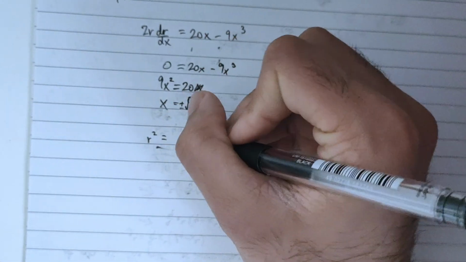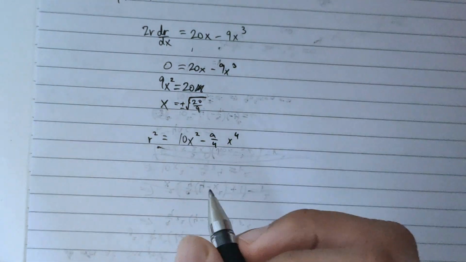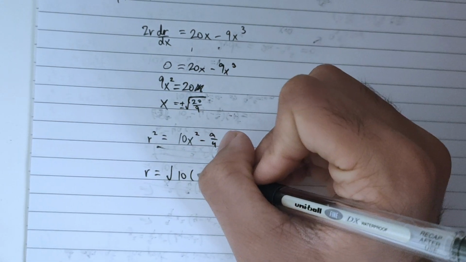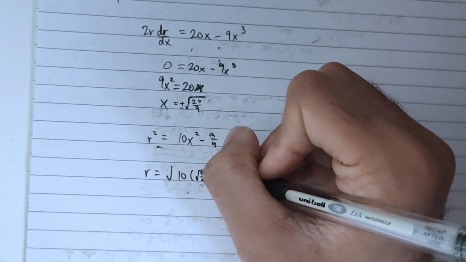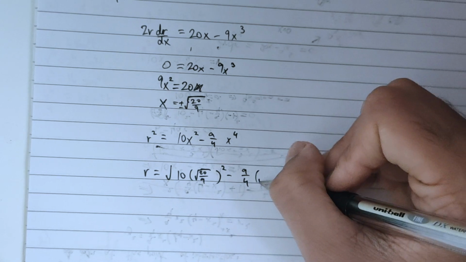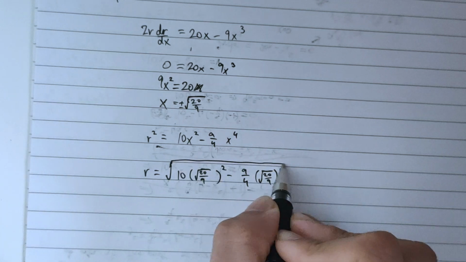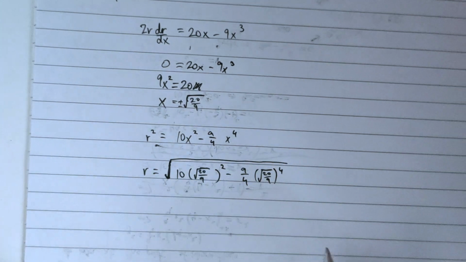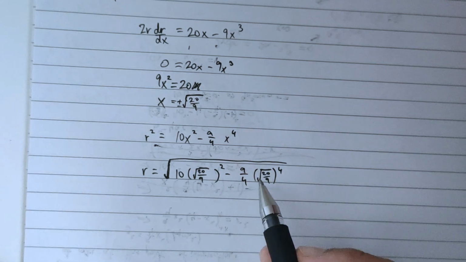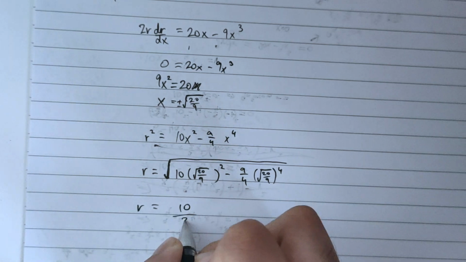So r squared equals 10x squared minus 9 over 4 x to the power of 4. We put in x, so we get r equals square root of 10 times root 20 over 9 squared minus 9 over 4 times root 20 over 9 to the power of 4. The signs don't matter because we're squaring it, or we're doing it to the power of 4. So once you simplify this down, you get r equals 10 over 3, which we know is the answer.